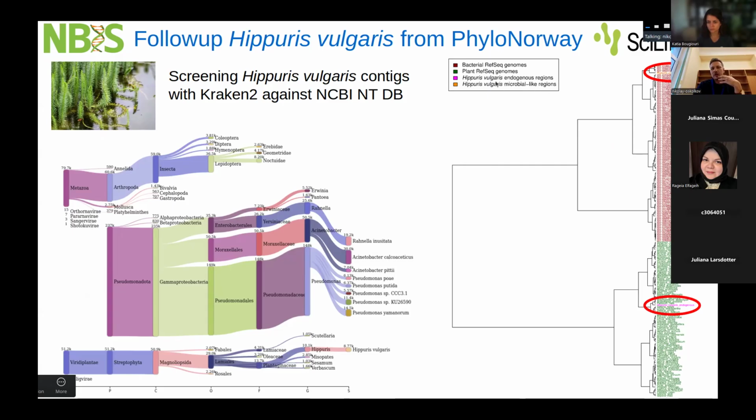We tried to project these two types of nucleotide sequences into this dendrogram containing bacterial RefSeq and plant RefSeq. And what we saw is that what we predict are microbial-like Hippuris vulgaris regions were clustering together with bacterial RefSeq regions, and what we predicted were endogenous Hippuris vulgaris regions were clustering together with plant RefSeq regions, again suggesting that those two types of sequences within Hippuris vulgaris are quite different in terms of k-mer composition.